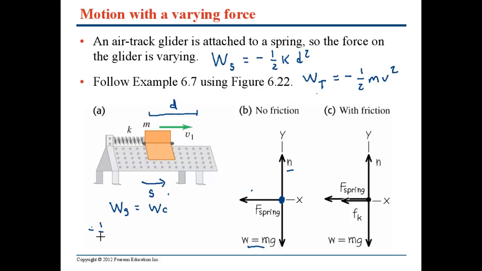So I could say negative 1/2 k d squared is equal to negative 1/2 mass velocity squared. My negatives are going to cancel out, and my 2's are going to cancel out, and now I have an expression where, if I know how far my object traveled, I can go ahead and solve for the velocity.